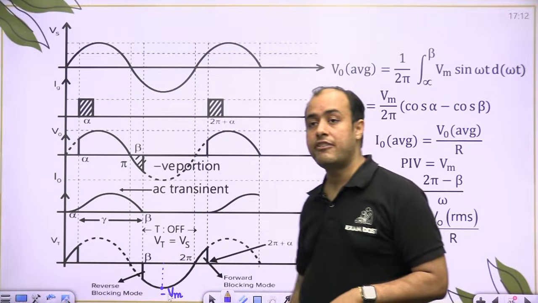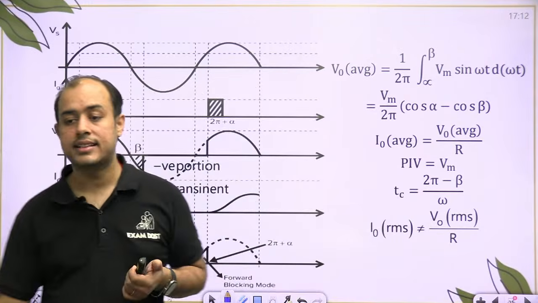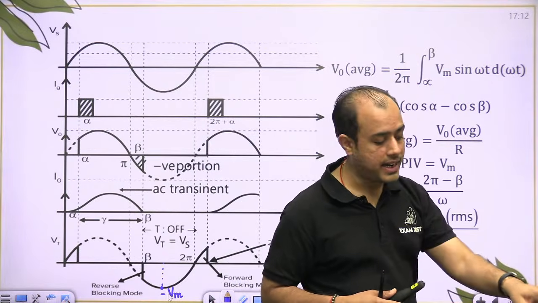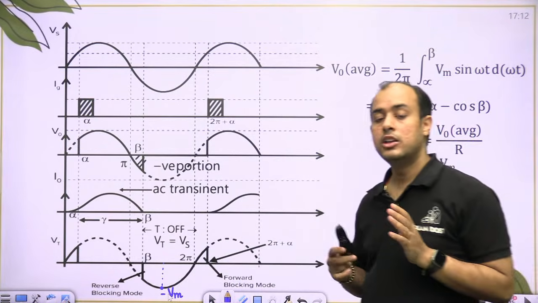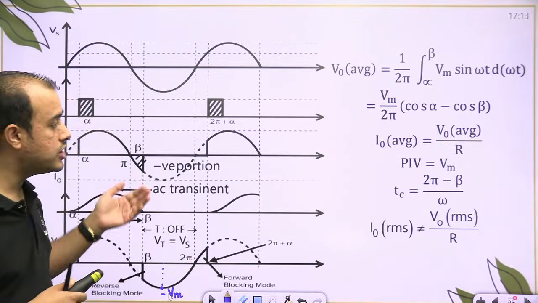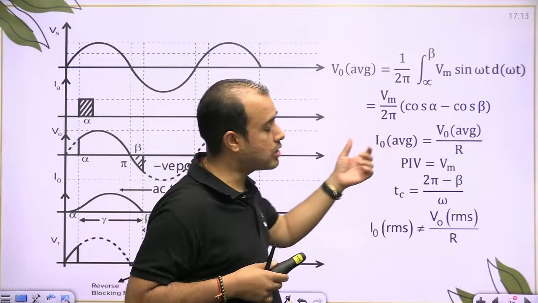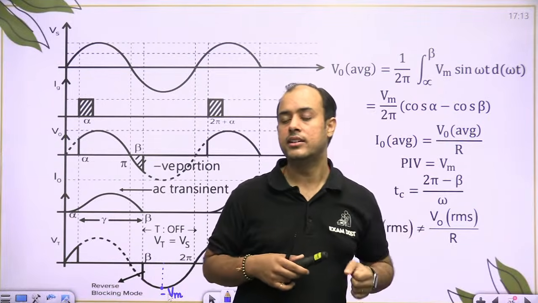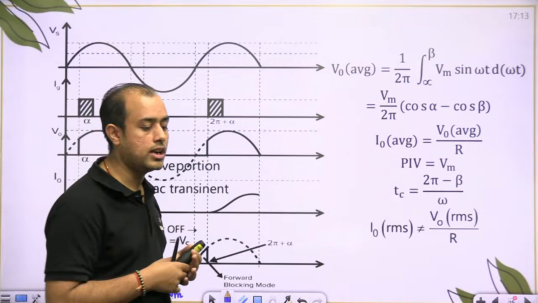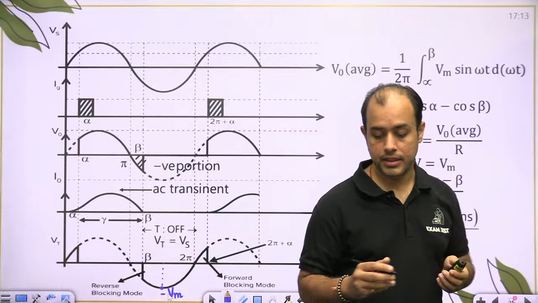What about the average output? Just integrate the sine curve from alpha to beta and divide by the period, that is 2 pi. So 1 by 2 pi, alpha to beta, sine omega t. I average will be V average by R because inductor is shorted for average. But I RMS is not equal to V RMS by R.